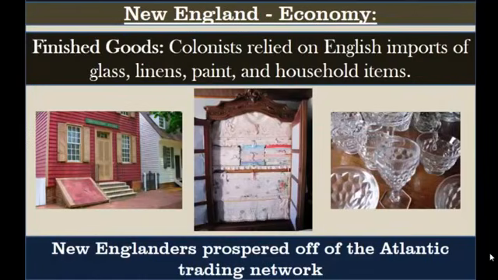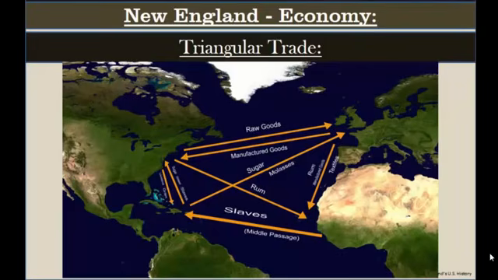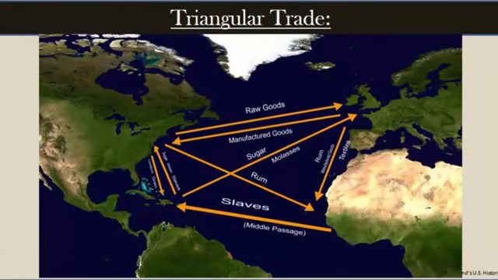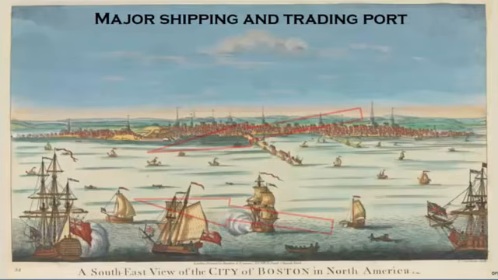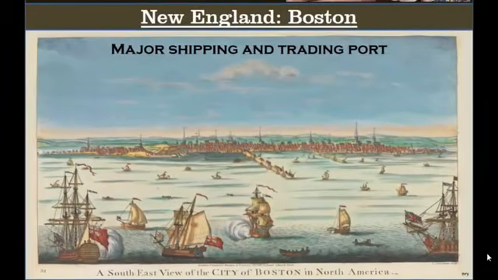For the most part, the colonists relied on English imports of finished goods, such as glass, linens, paint, and household items, and New Englanders prospered off the Atlantic trading network. What historians refer to as the triangular trade developed between England, Africa, the Caribbean, and North America, as mostly raw materials flowed from the colonies to Europe or England, and slaves and manufactured goods were shipped to the colonies. Boston, New England's largest city, greatly benefited from the triangular trade, developing into a major shipping and trading port.